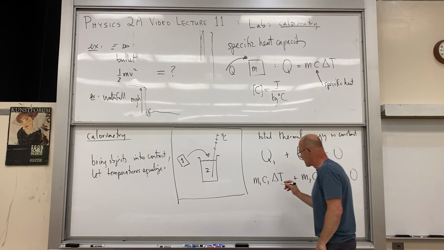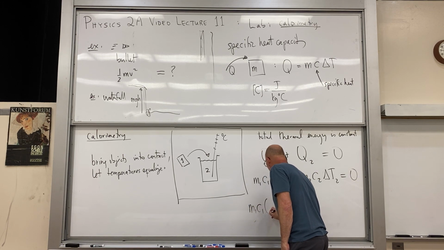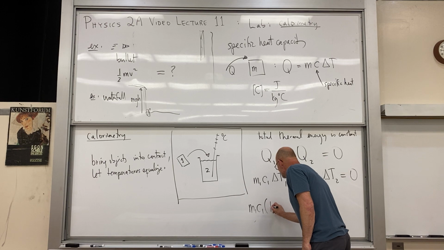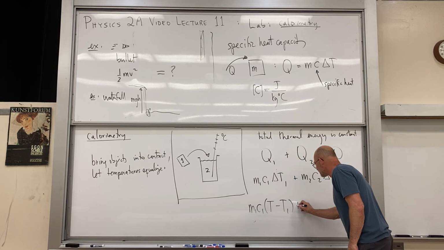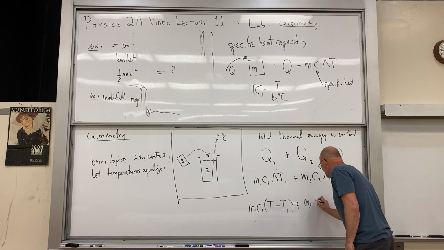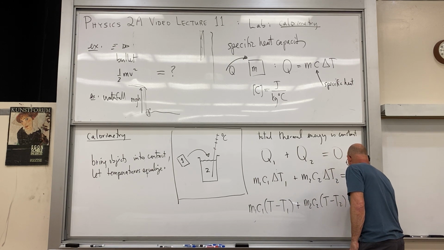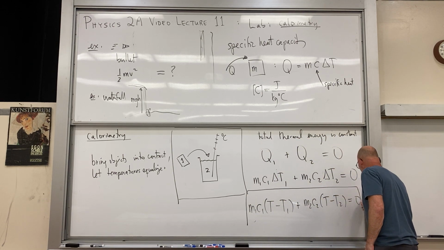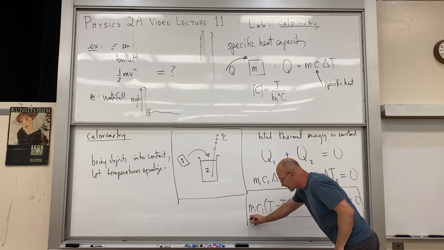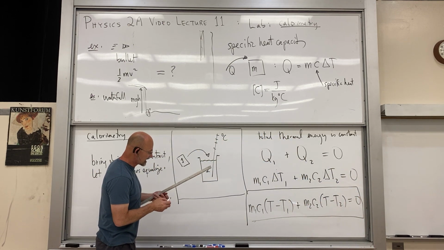Now here's the crucial step. M1, C1, T minus T1. Let's just write this down and understand it. So M2, C2, T minus T2 is equal to 0. This one I'm going to put in a box and we're going to focus on it. Once you can do it for 2 objects, you can do it for 10, okay? It's no big deal. So what we're looking at is the following.